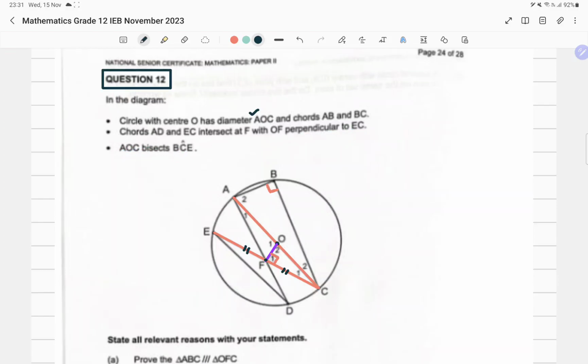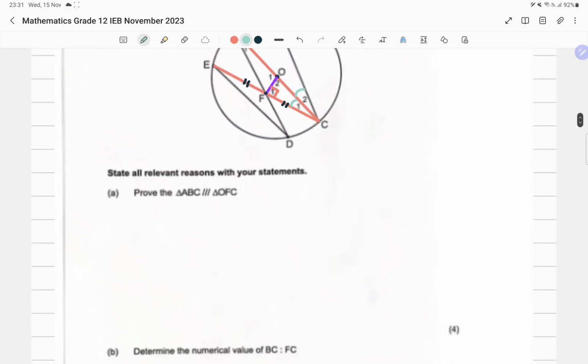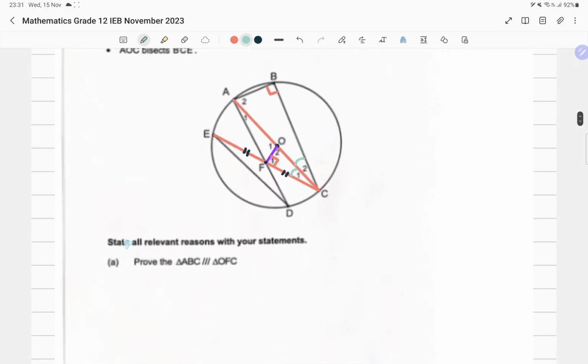Now AOC, the diameter bisects BCE. So if that is the case, it means this angle here is equal to this angle right there. Because if that is the case, it means those two angles are equal. So this suggests that this arc AE is the same as the arc AB because they are subtending equal chords at circumference of the same circle. All right, not a problem. So now let's try and answer some questions. It says, state all relevant reasons with your statements. Okay, prove that triangle ABC.